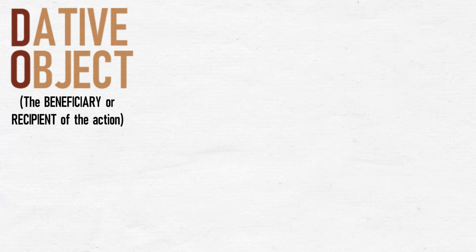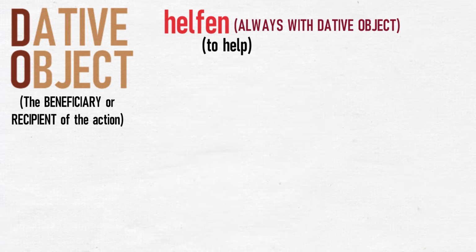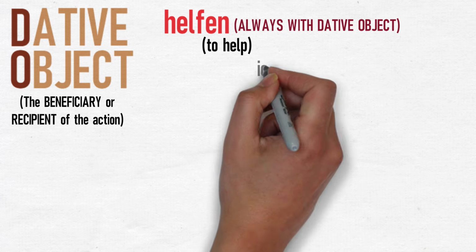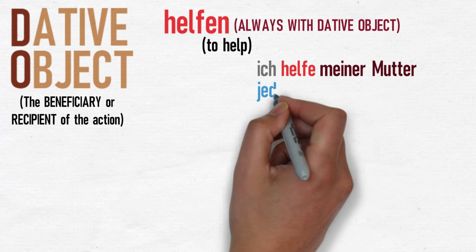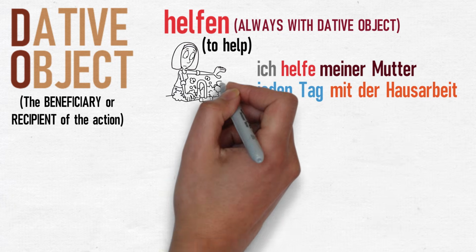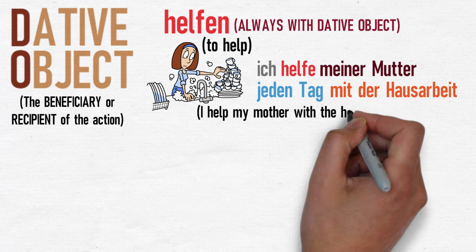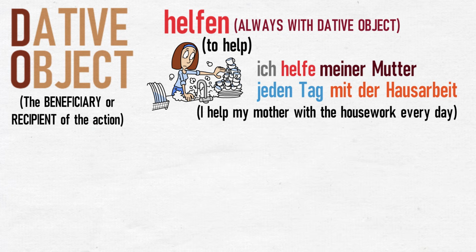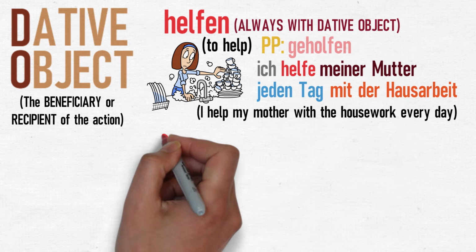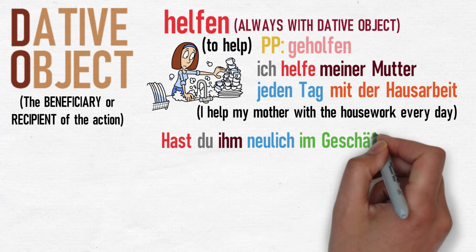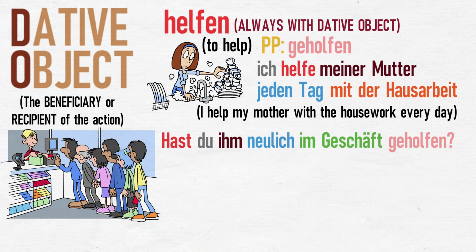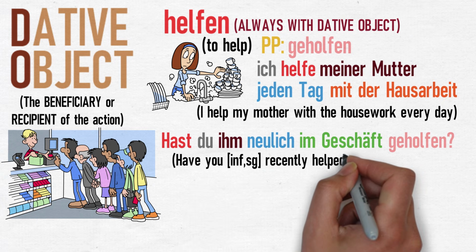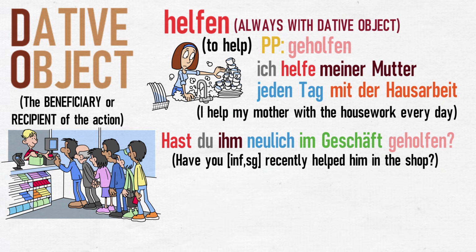Let's look at two verbs with dative objects. Firstly, helfen, to help, a verb which always has a dative object. Ich helfe meiner Mutter jeden Tag mit der Hausarbeit. I help my mother with the housework every day. The past participle of helfen is geholfen. Hast du ihm neulich im Geschäft geholfen? Have you, in an informal singular sense, recently helped him in the shop?